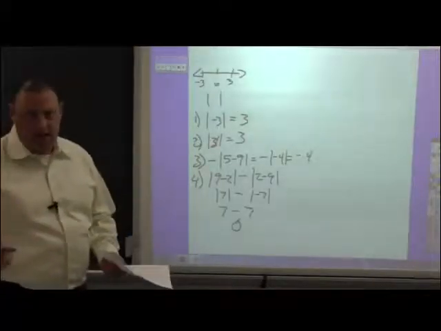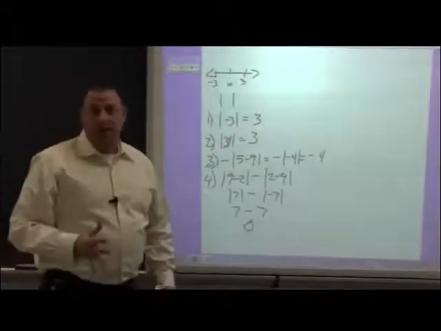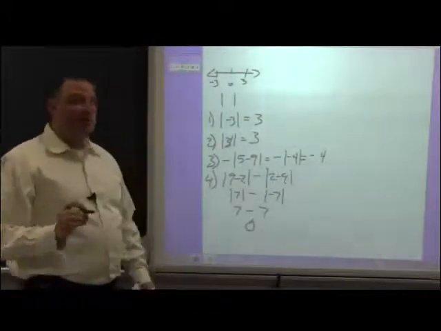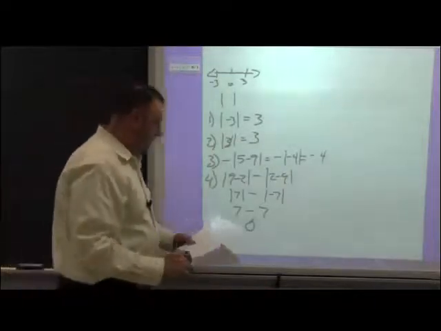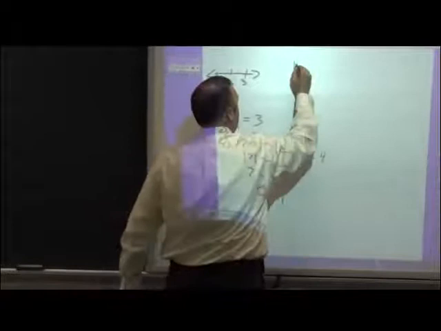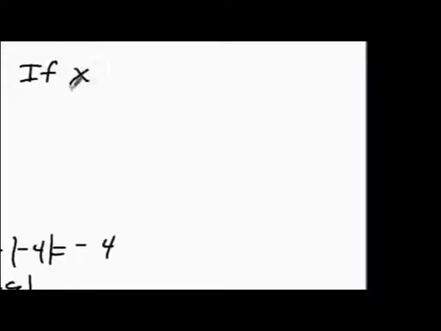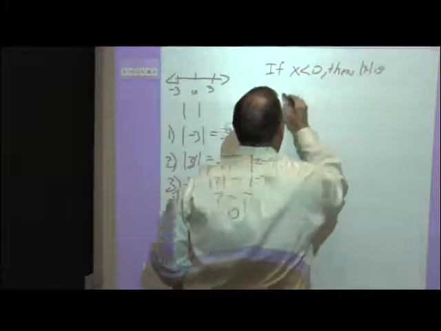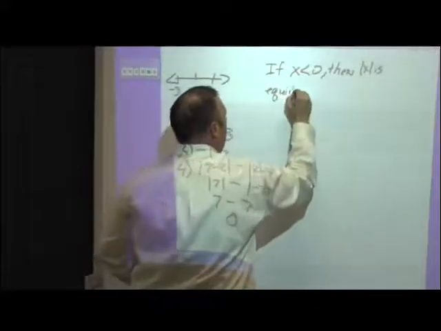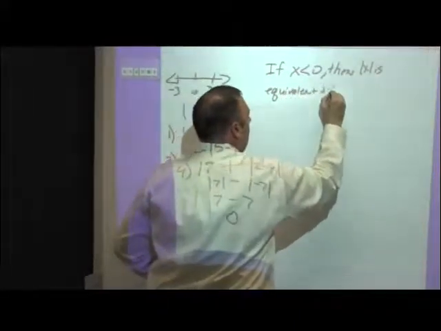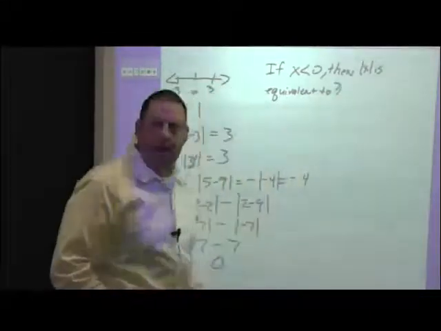Now that seems kind of simplistic. You might see one problem like that on the ACT exam, but they're probably going to give you something a little bit more complicated, like what I'm going to show you now. It goes like this. If x is less than 0, then the absolute value of x is equivalent to which of the following?